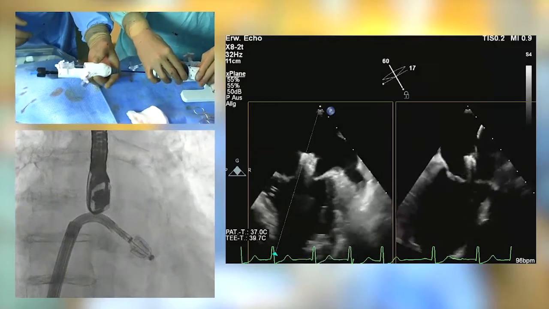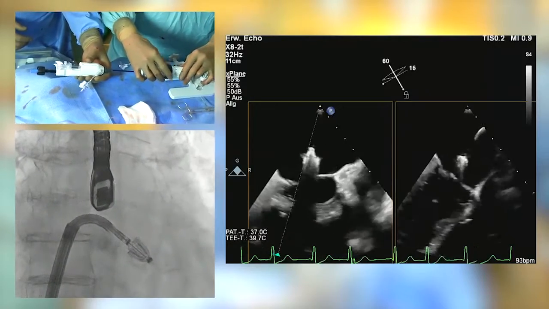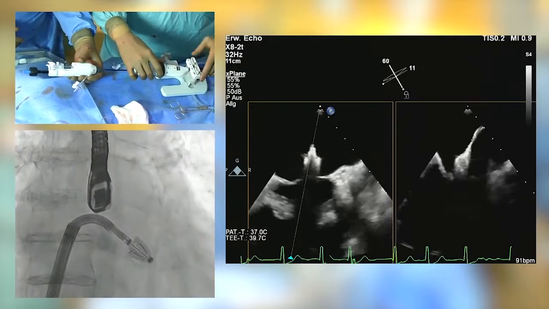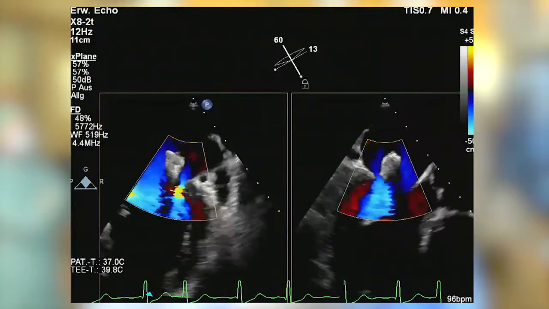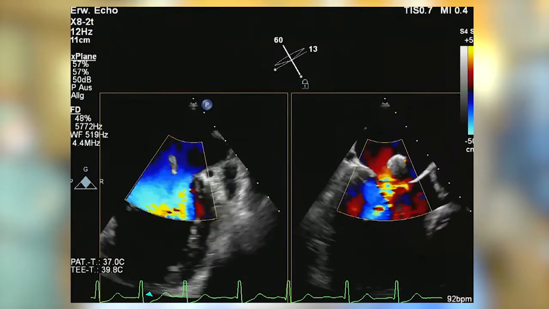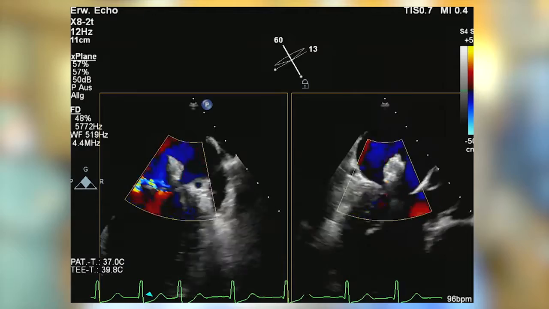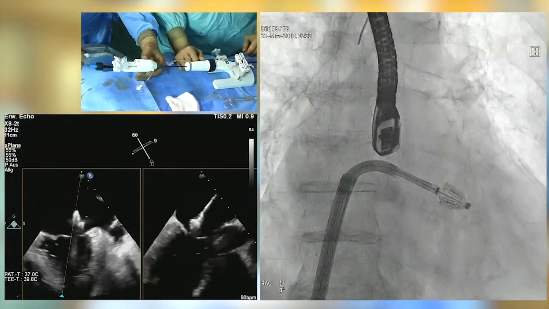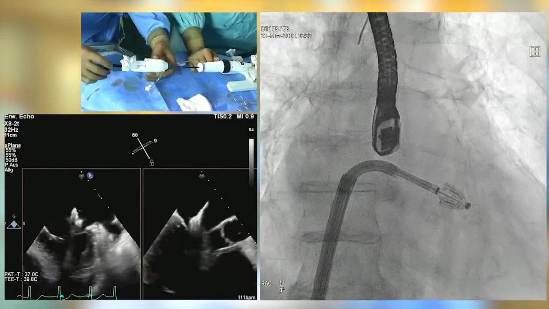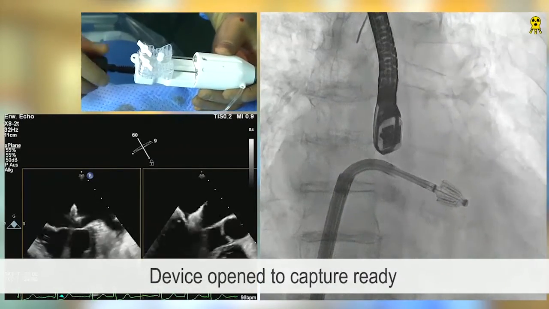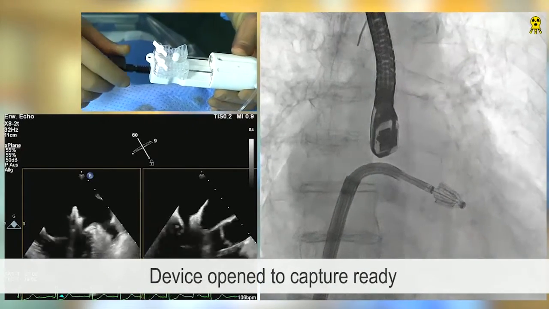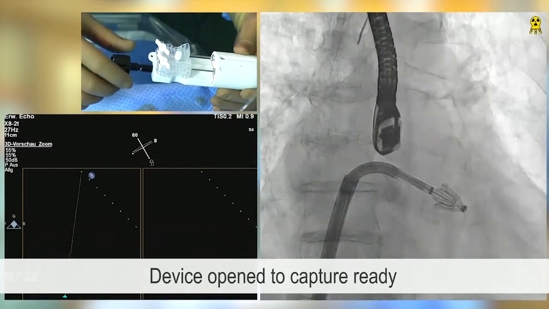It makes the procedure much easier if you manage to get a truly perpendicular alignment of the device towards the mitral valve annulus, and this should be certified on two planes, on a commissural view on the left and also a long axis grasping view on the right. The next step, as you've seen before, will be opening of the device and then getting the clocking right.